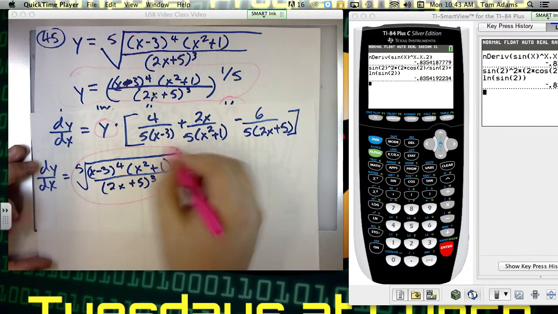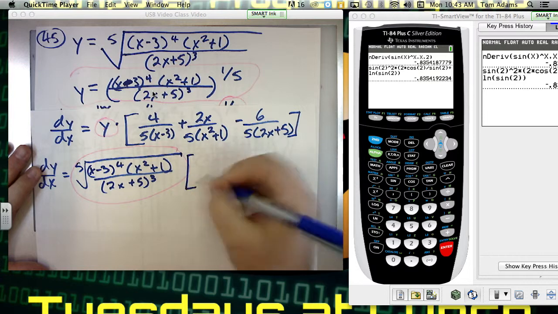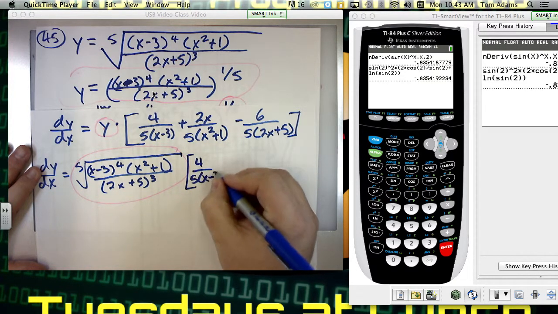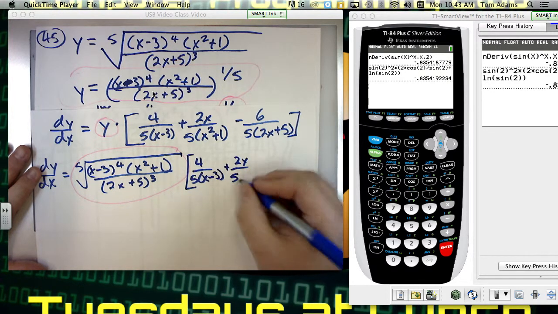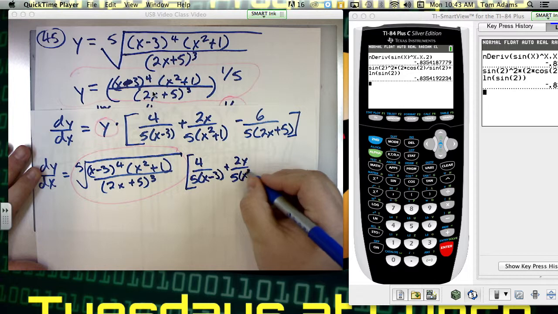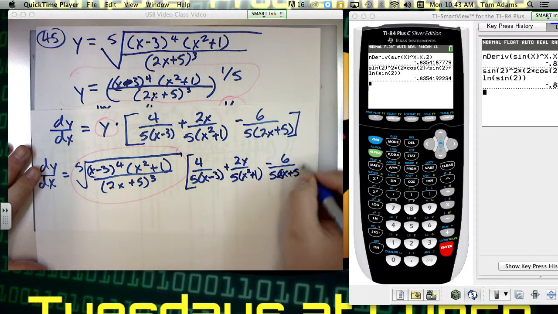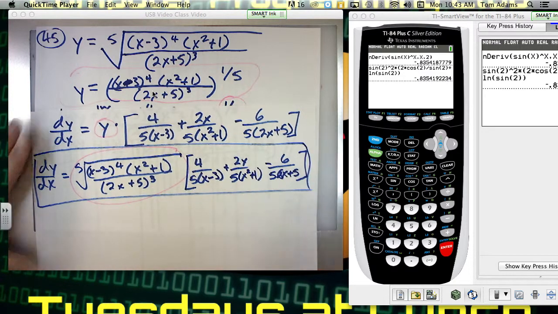What's that got to be multiplied by? All this other stuff: 4 over 5 times the quantity x minus 3 plus 2x all over x squared plus 1 minus 6 all over 5 times 2x plus 5. And this is our answer.